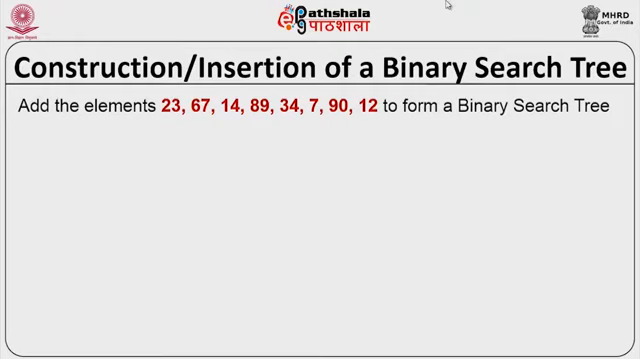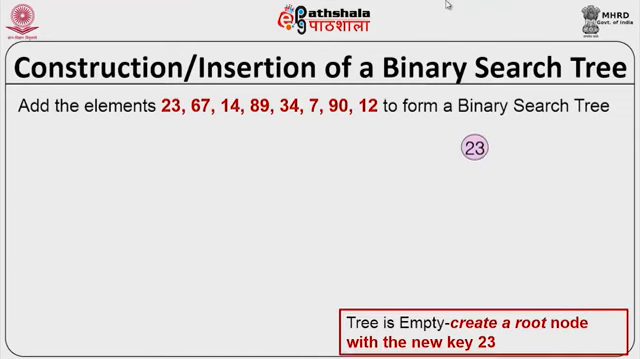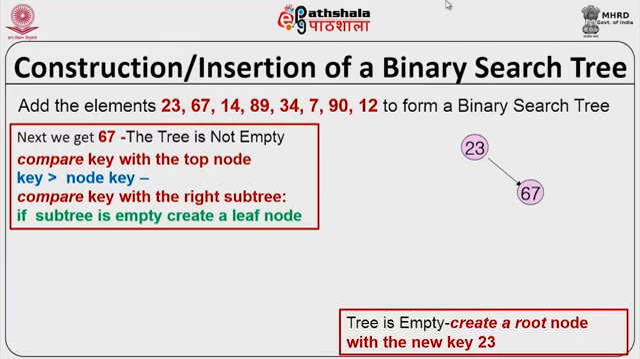Now, let us start. So, the first element that we have is 23. So, the tree is empty, you create a new node with the key 23. So, that is the first step. Now, you have 67. You go to the tree, you find that the tree is not empty. So, you compare the key with the top node which is 23. Now, the key is greater than that node. So, you compare the key with the right subtree. Now, if the right subtree is empty, you create a leaf node and add 67 there. So, that is what we have done.